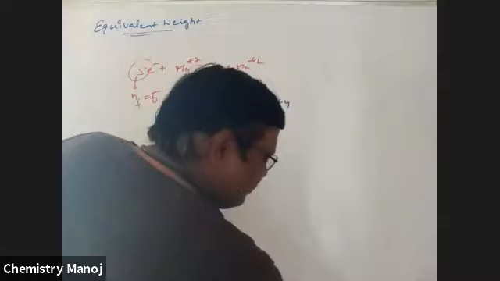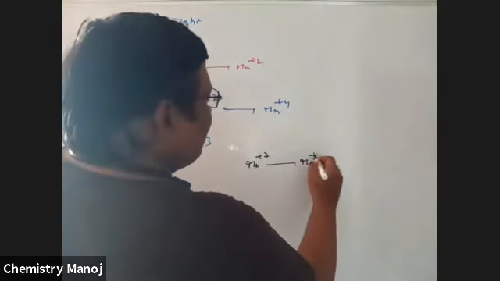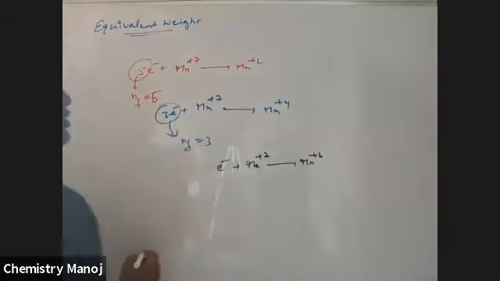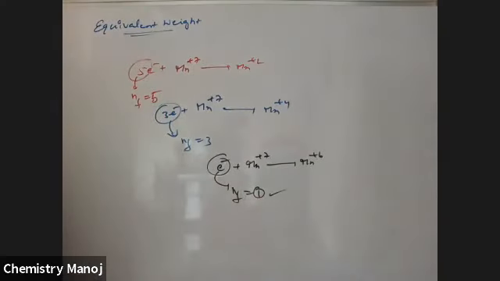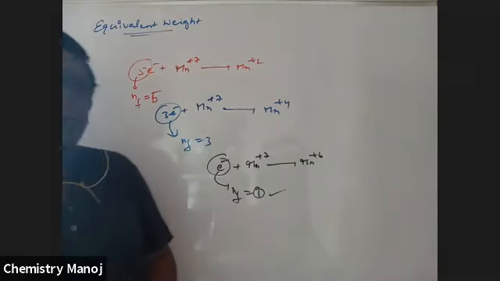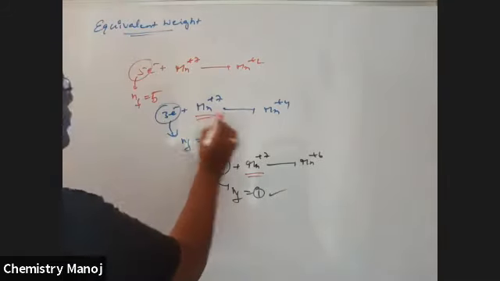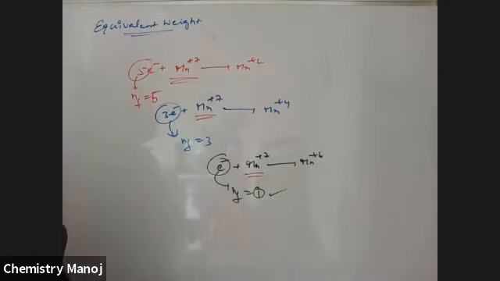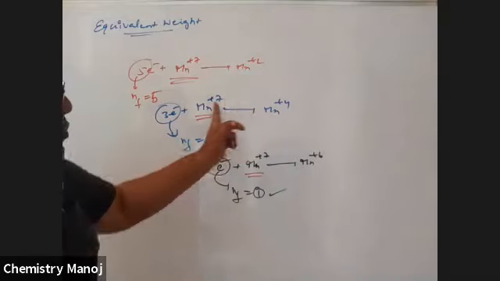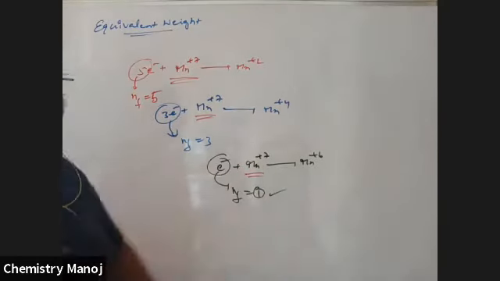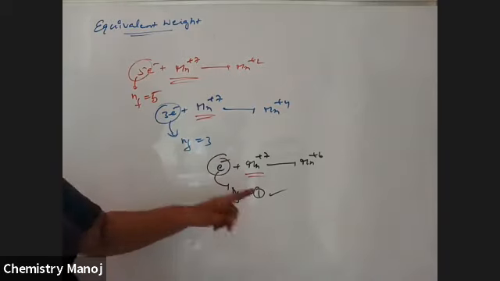For example, Mn plus 7 changes to Mn plus 6. Here only one electron is used, so the n factor in this case is equal to 1. In all these cases the common species is Mn plus 7, but the change is different: plus 7 to plus 2 gives n factor 5, plus 7 to plus 4 gives n factor 3, and plus 7 to plus 6 gives n factor 1.